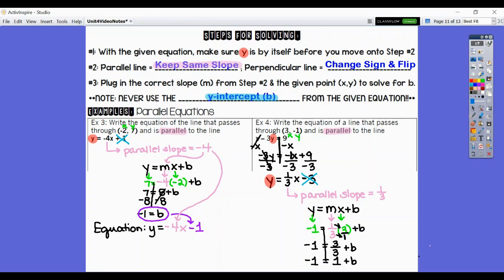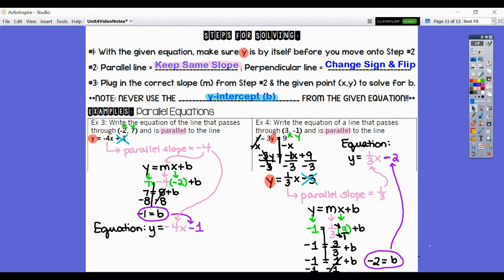I will then subtract 1 on each side, leaving me with a cancellation of 1 minus 1 on the right, leaving just b. And then on the left, I have a -1 minus 1, which is a -2. We finalize our answer by writing the equation, which is always y equals your slope in front of x, which will be a positive 1/3 in this case, which we solved for. And then you will add, or in this case, subtract the b value since it was indeed a -2.